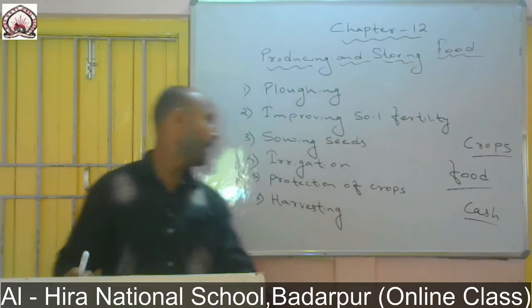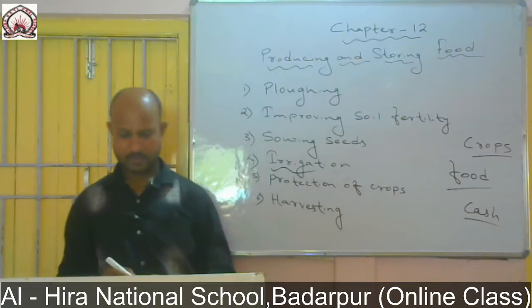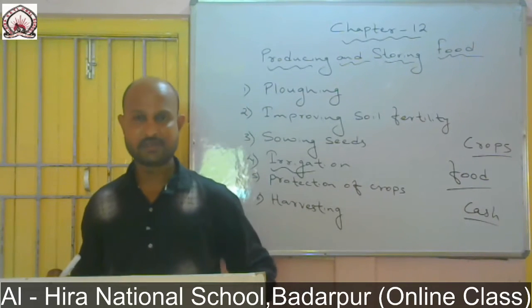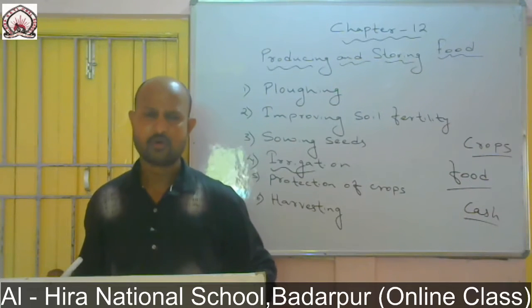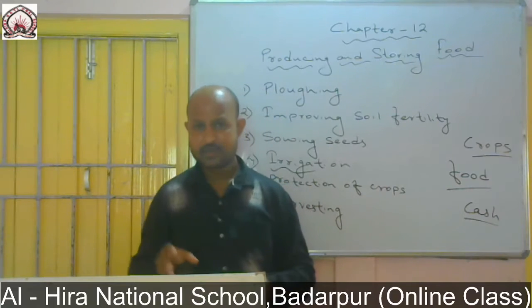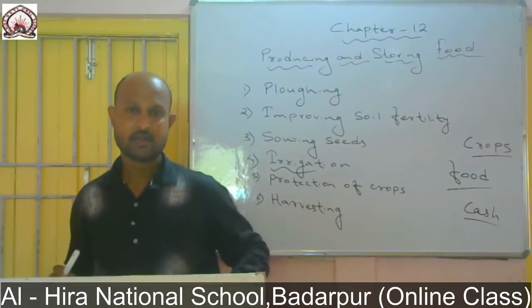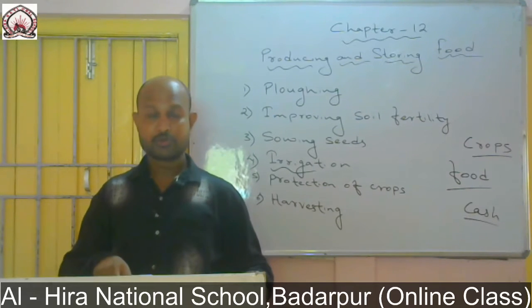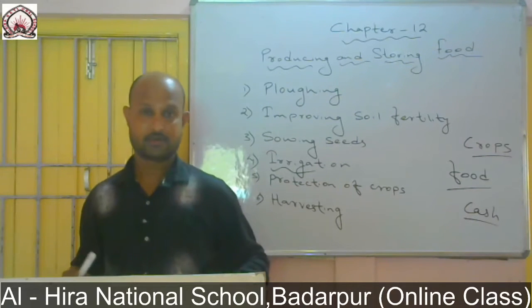Next, we have got the fourth step, irrigation. Once the seeds are sown in the field, after some days, weeks or months, the plant starts growing. As the plant starts growing, it is able to get the nutrients from the soil, but it requires water.